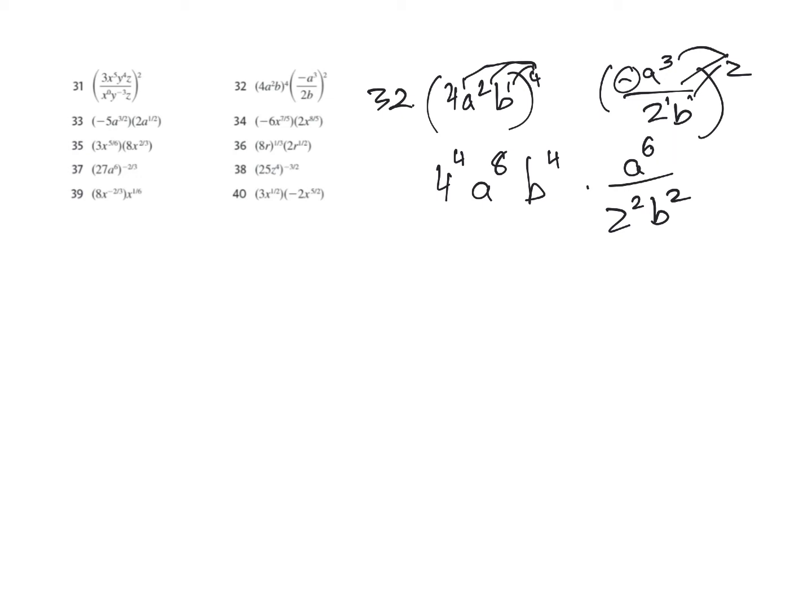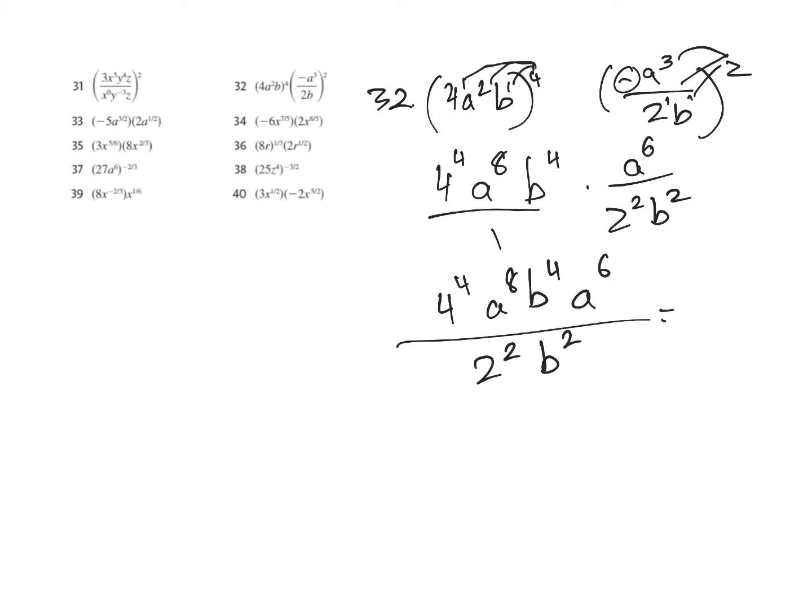Alright, so 2 squared is 4. This is all over 1. So we can rewrite it so you understand it here. 4 to the 4th, a to the 8th, b to the 4th, a to the 6th, all over 2 squared b squared. 4 to the 4th, 4 times 4 is 16, times 4 is 64, times 4 is 256. Oops. Put your a bases together. That's a to the 14th, b to the 4th. On the bottom, that's 4b squared. That should be 256.